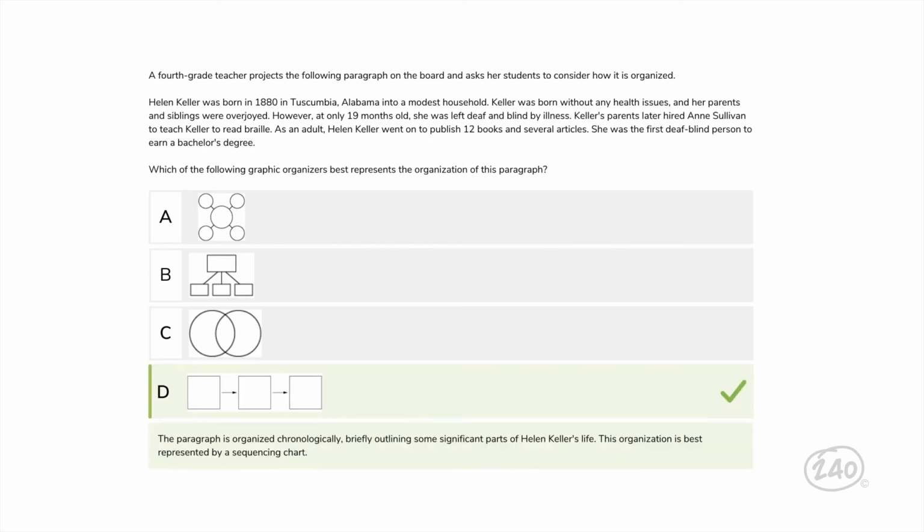This is the best one. The paragraph is organized chronologically, briefly outlining some significant parts of Helen Keller's life. This organization is best represented by a sequencing chart. Now for our last practice question. This one's from sub-area 3, about fair assessment.